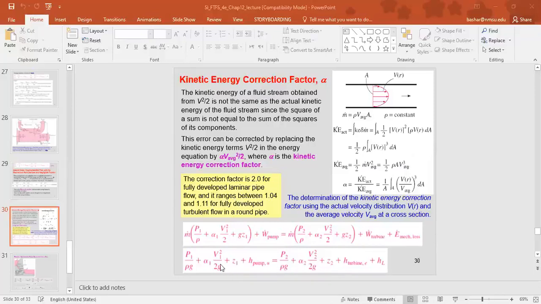So after introducing the kinetic energy correction factor, this is the final form of the energy equation, whether in the power form or in the head form. If no information is provided for the kinetic energy correction factor, we simply assume that it equals 1.